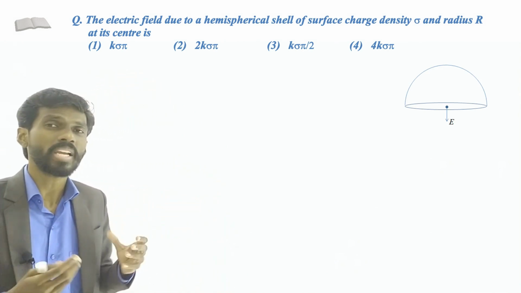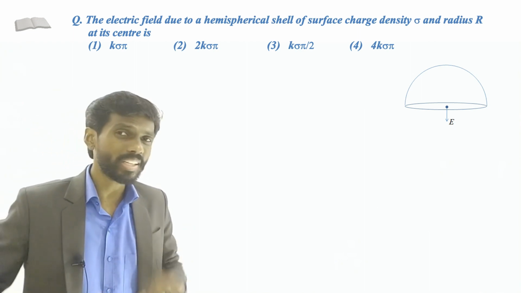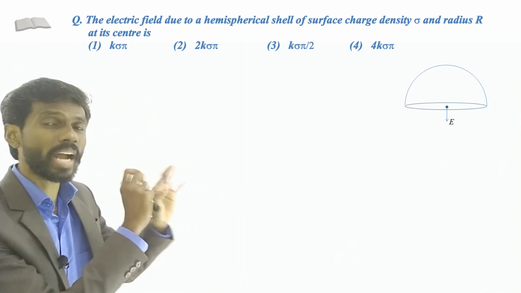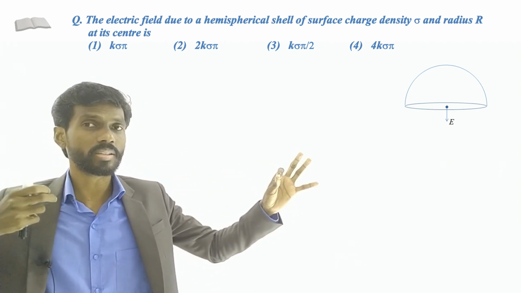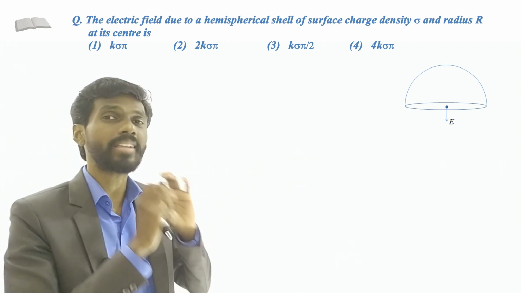But what is the relation? It is just like the linear charge density. What is linear charge density? Lambda equals the total charge divided by the length. Linear charge density, right, is the charge divided by the length.